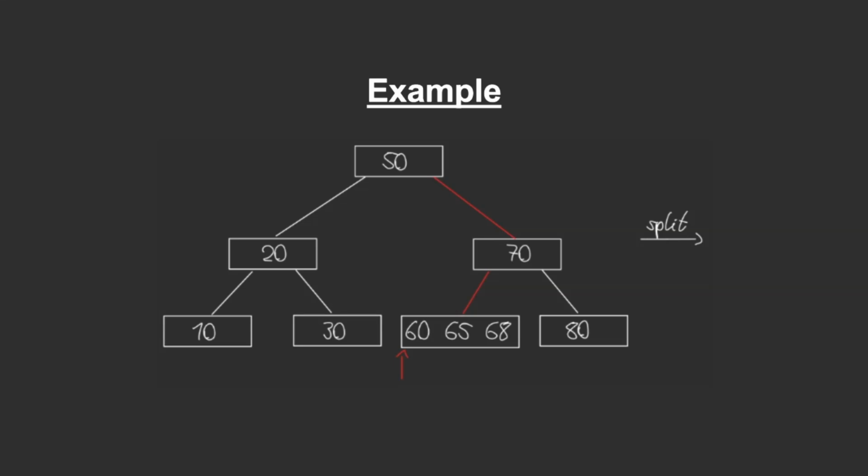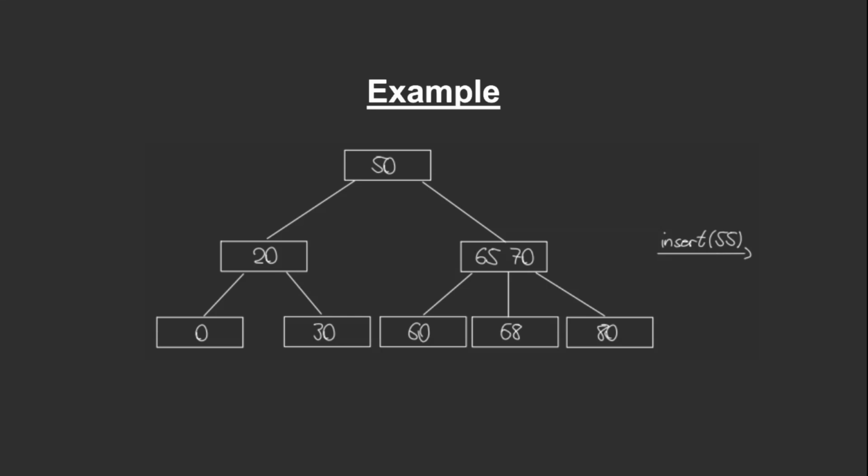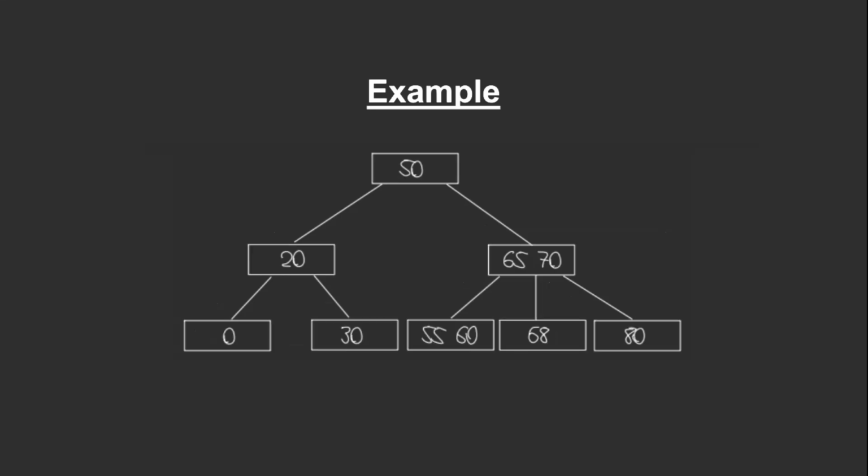But because 60, 65 and 68 is a 4 node, we cannot simply insert 55 here, as it would become a 5 node. So this node must split before we attempt to insert 55 into it. So we perform the bottom up method. The middle element of the 4 node, which is 65, is promoted upwards to its parent node 70, and the original 4 node then splits into 2 nodes. Now that the tree has been restructured, we can proceed with the insertion of 55, which finally gives us this 2-3-4 tree.